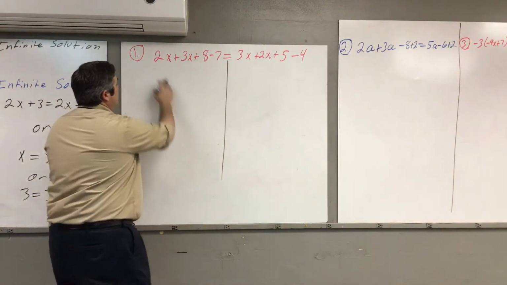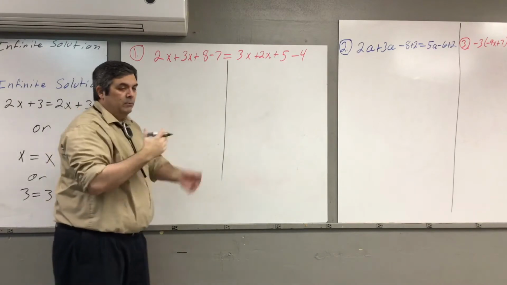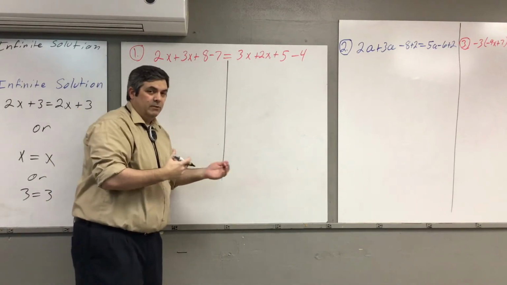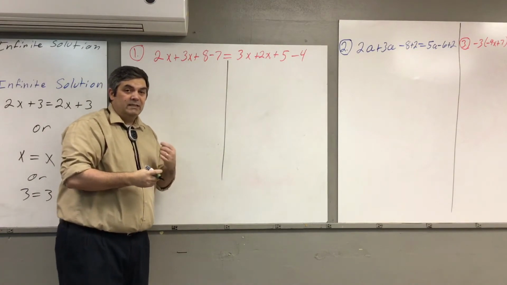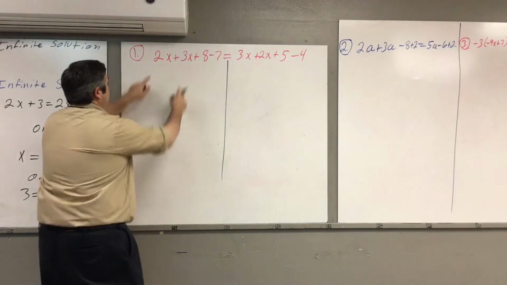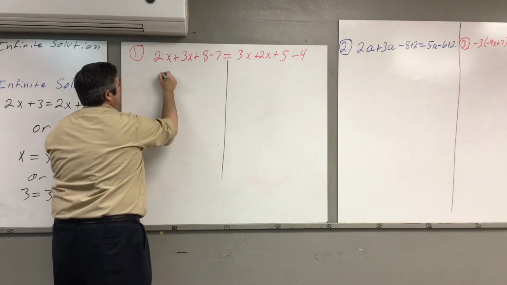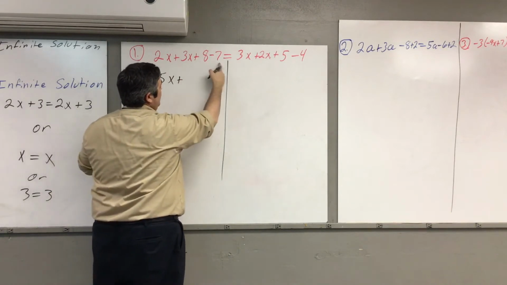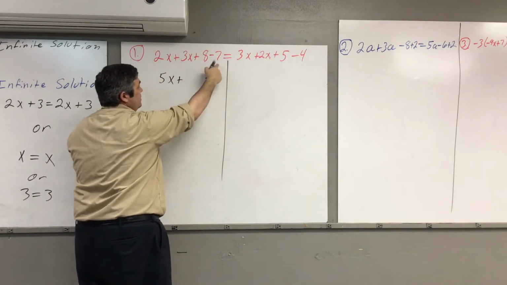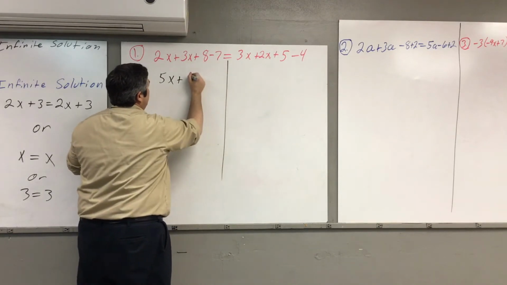So combine like terms over here, 2x plus 3x. Again, remember terms are separated by addition and subtraction, and in order for something to be a like term, it has to have the same variable raised to the same power. So these two things are like terms, so I can add them together. 2x plus 3x gives me 5x plus, and then I have 8 minus 7. These two are like terms. They don't have a variable, but they're constants, so 8 minus 7 gets me 1.